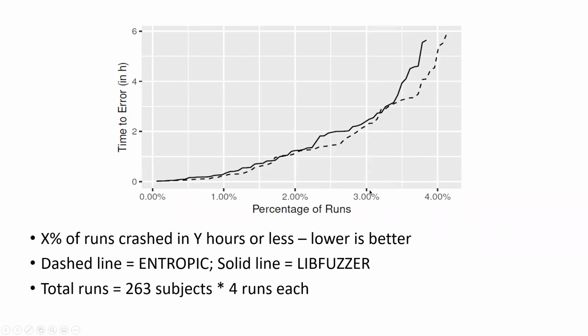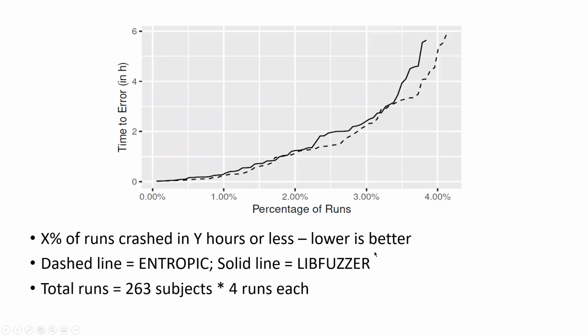So maybe for example, we looked at 3%. So in 3% of the runs, Entropic finds the crash in less number of hours than DeepFuzzer.